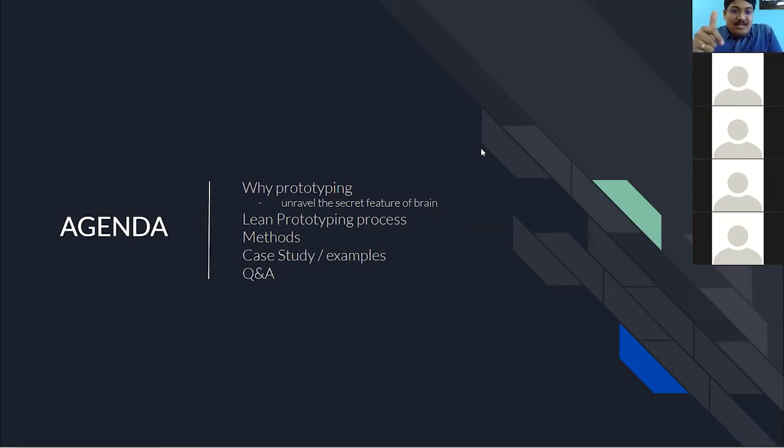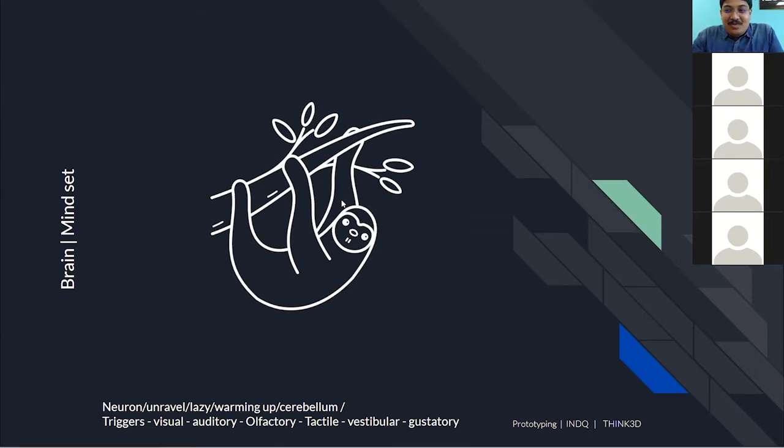One of the things that I want to touch upon in this prototyping session is the secret feature of a brain. It sounds fascinating, right? Secret feature of a brain, under why prototype. Then the lean prototyping process: how optimally can we develop something? Okay, that's what we're going to see, lean prototyping. And methods. While we are talking about lean prototyping, we'll also talk about some methods using which we could prototype in a better way, for better comprehensibility. And then case study examples, which talk about how INDQ have created certain products undergoing this process of prototyping, right? And then Q&A.